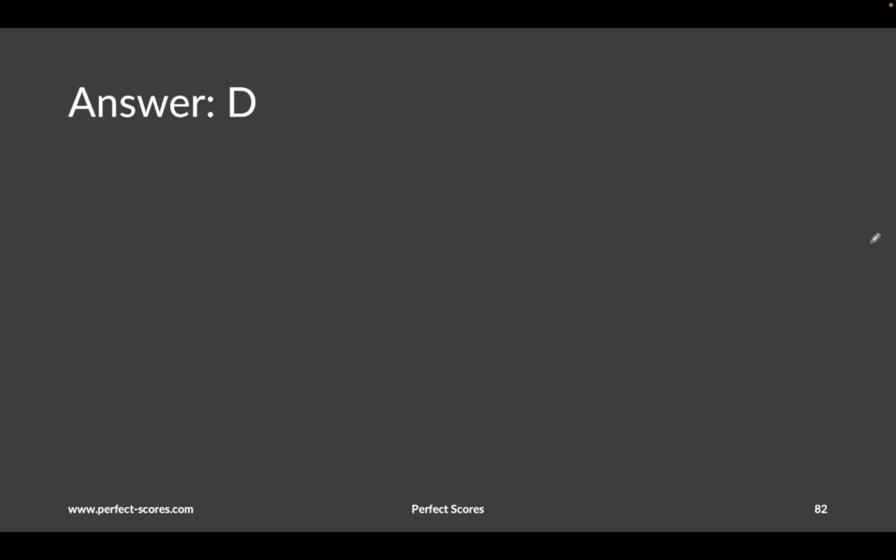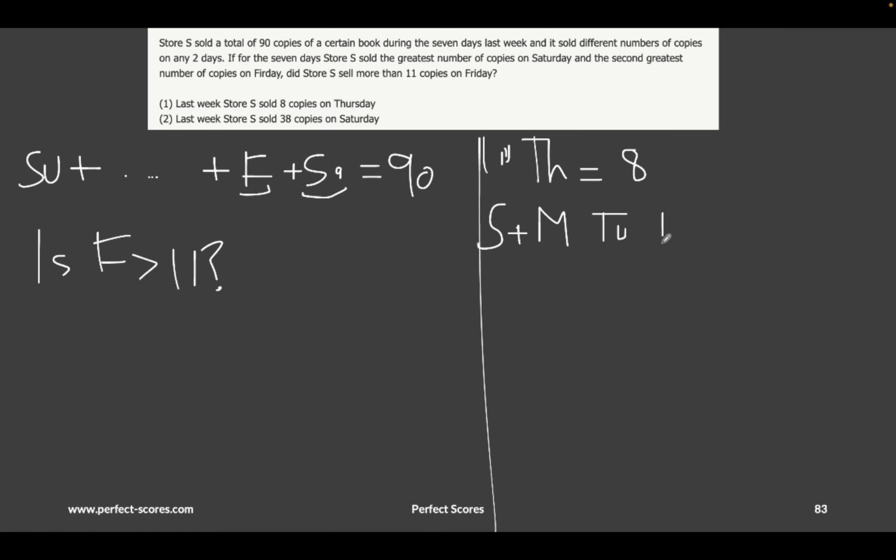So if Thursday is equal to 8, that means Sunday, Monday, Tuesday, Wednesday, Thursday is 8, so I'm just going to ignore the plus signs. Friday and Saturday is equal to 90 minus 8, which is 82. So that's what it is, right? Now the question is asking us, is Friday greater than 11?